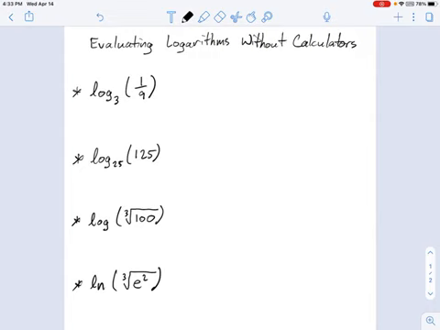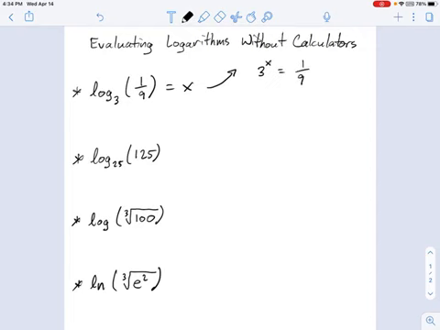And the way you can think of that is, let's take this first one. I've got log base 3 of 1/9. And I want to know what that is. So when I say evaluate it, you can write in an equals x, and we're trying to figure out what x is. Now, if we turn this into an exponential equation, that is 3 to the x equals 1/9.